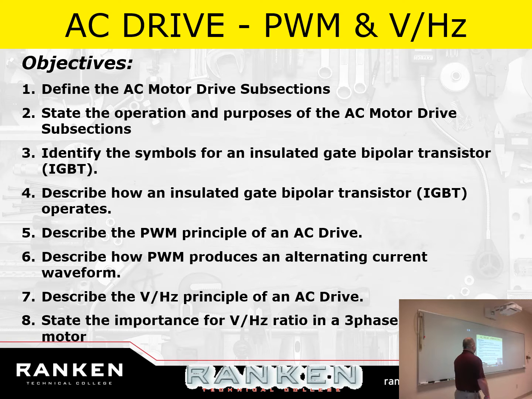So we're going to take the purpose and operation of an AC motor drive subsection. So we just did that. We're going to identify the symbol used for an IGBT, an insulated gate bipolar transistor. That's what IGBT stands for. We're going to describe the PWM principle of an AC drive. The PWM principle is pretty simple, right? Those IGBTs are switches. They turn on and off. They're throttling it to try to keep it at a specific magnitude and a specific frequency. Then we're going to describe how PWM produces an alternating current.